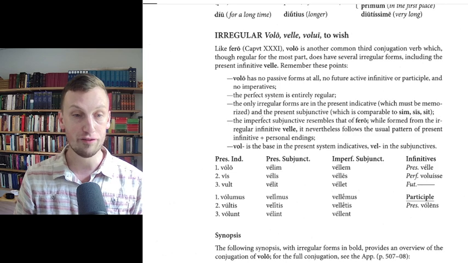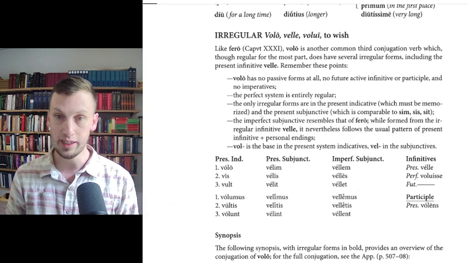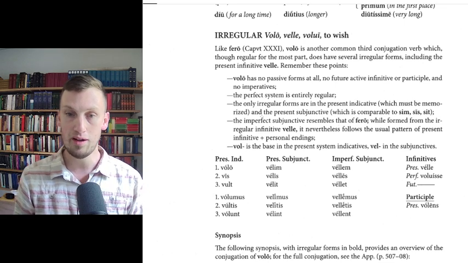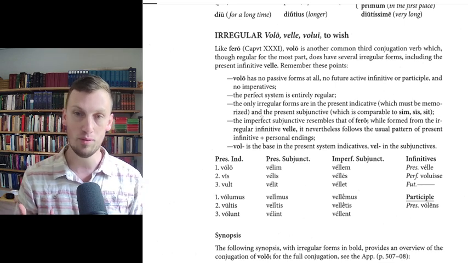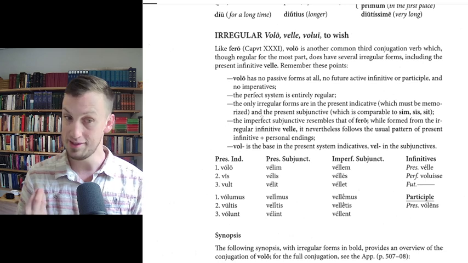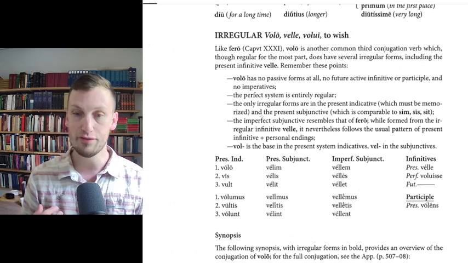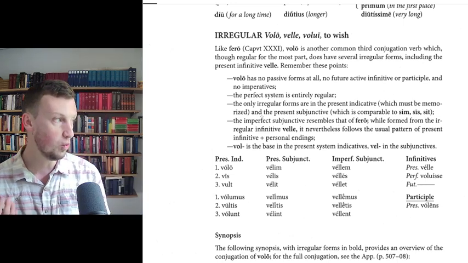There are these irregular verbs. These have come up already in our reading. These are the verbs volo, nolo, and malo. And they're all derived from volo. So volo has these irregular four principal parts, volo, velle, volui. And this is the verb to wish. We get to wish or to will or to want.